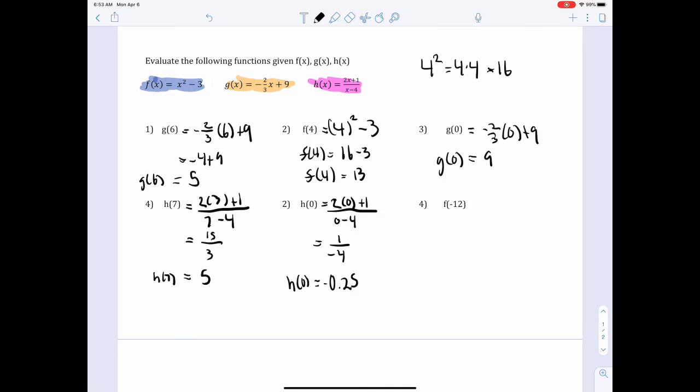Negative 25 hundredths. And the final one, plug in negative 12 for x into the f function, so negative 12 squared. Everything else stays the same besides the x, that becomes negative 12. So negative 12 squared is 144. Negative 12 times negative 12 minus 3, you should get 141 for f of negative 12.